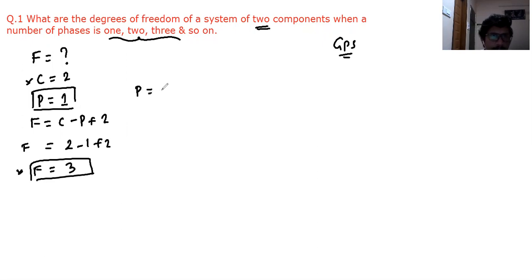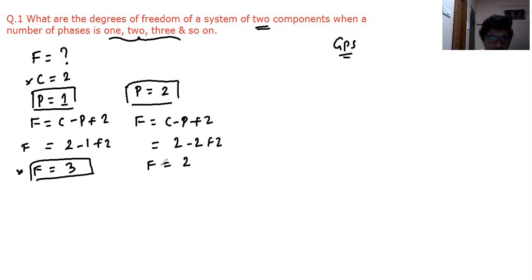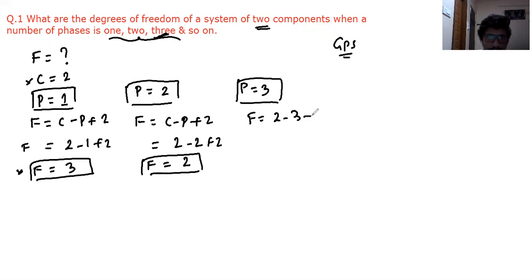Similarly, if we take the number of phases as 2 in equilibrium, we get the degrees of freedom as C minus P plus 2, which is equal to 2 minus 2 plus 2. We get the degrees of freedom as 2. Similarly, consider the number of phases as 3, which is given in the question. We get the degrees of freedom as 2 minus 3 plus 2, which is 1, right?